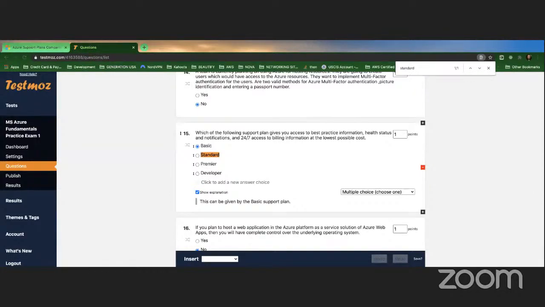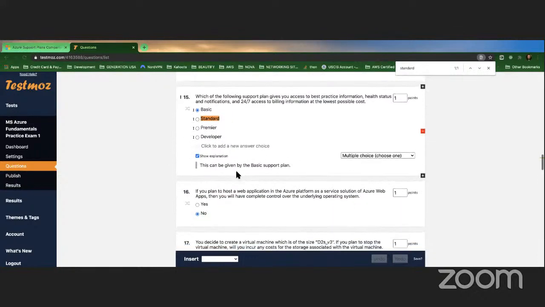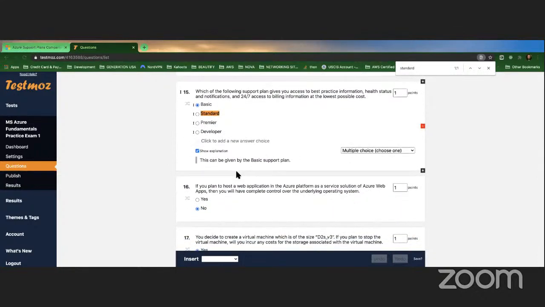From developer up, developer, standard, professional direct, and Premier, they all have technical support, because they have business hours access to support engineers. That's technical support. Okay, yes. The basic one doesn't have any technical support, but billing information, they all have access to it. But the lowest cost, well, I think it's a tricky question. It's a tricky question. I would not have created this question this way.